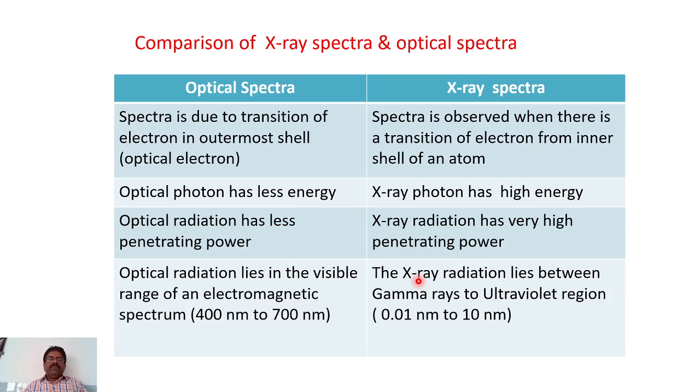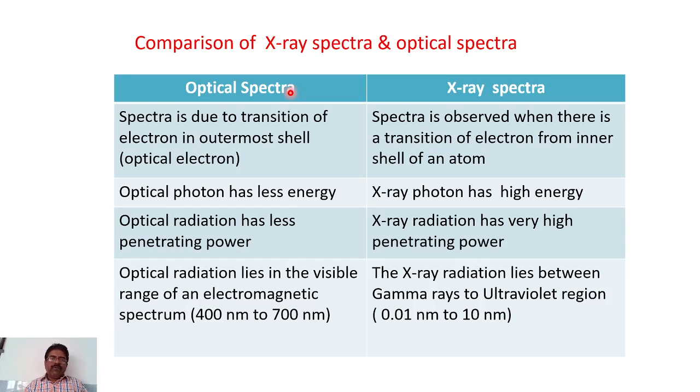Now let us see the comparison of X-ray spectra and optical spectra. Optical spectra we have already studied earlier. For example, in one valence electron system for sodium, for hydrogen we have studied that. Then in two valence electron system we have studied for helium also, and the other atoms also we can understand the spectral terms. Now, in order to compare the X-ray spectra with optical spectra, we can consider several points.